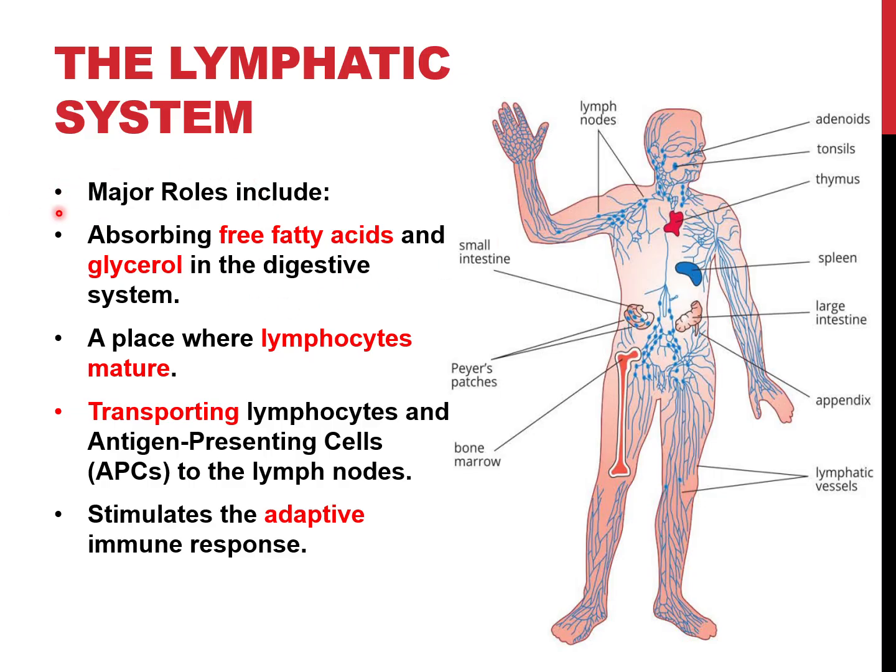But something to note here with the lymphatic system is that there's no pump. All right, no pump. So how does the lymph move? That's a question we're going to have to ask ourselves. What else does the lymphatic system do? It's a place where lymphocytes mature. So within the lymph nodes, lymphocytes will mature. They also transport lymphocytes and antigen-presenting cells to lymph nodes.